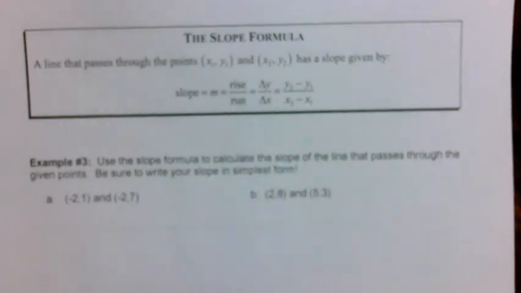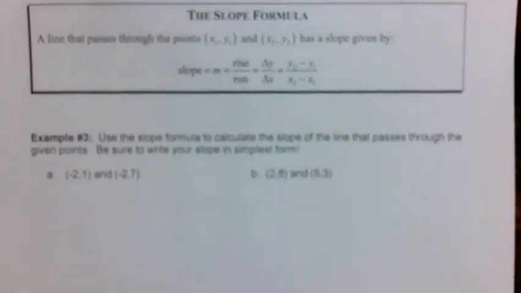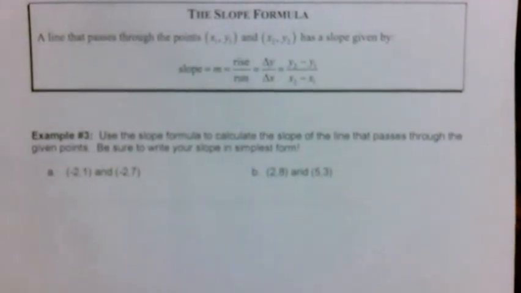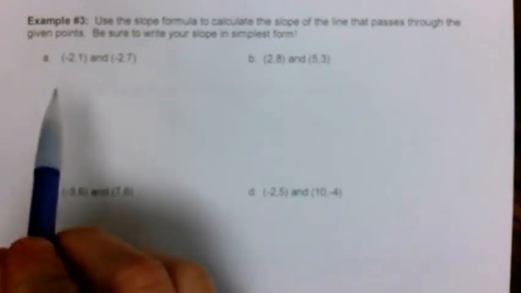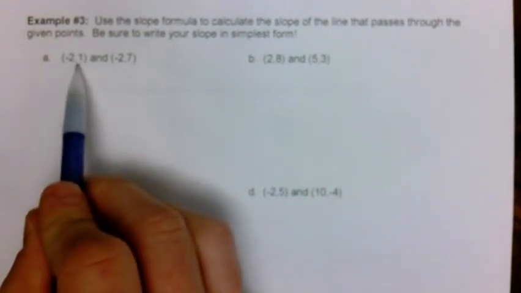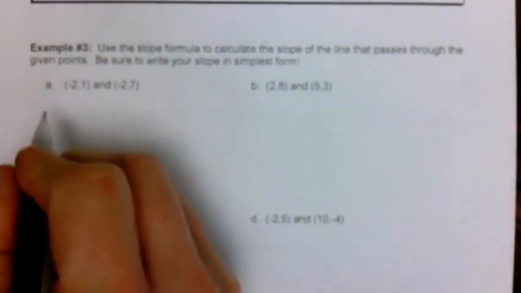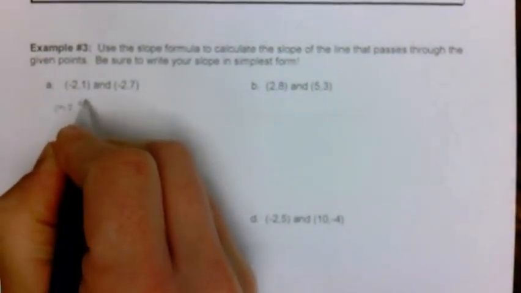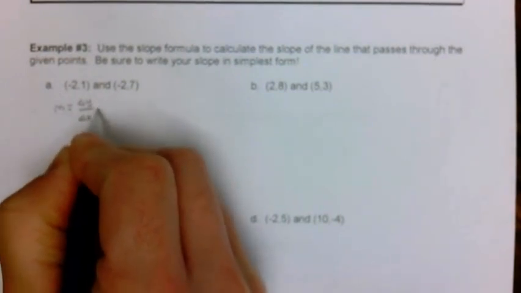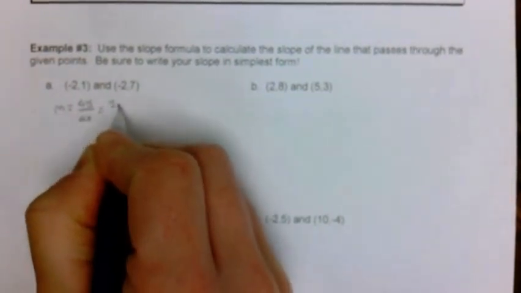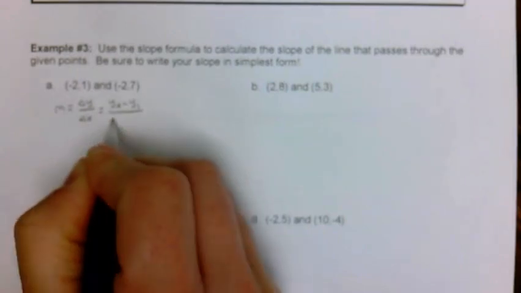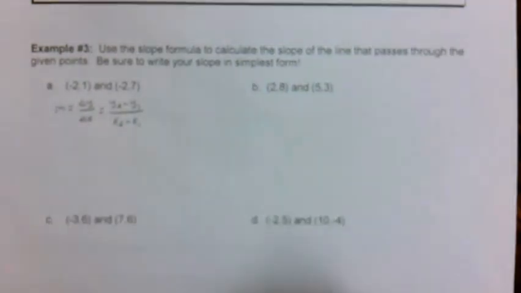Let's use the slope formula and calculate the slope of lines that pass through the given points. I don't have the actual graphs in front of me, but I do know that the line passes through each set of points in these examples. So let's start here. I know my first line goes through the points (-2, 1) and (-2, 7). To calculate my slope, m equals delta y over delta x. And delta y is y2 minus y1. Delta x is x2 minus x1.